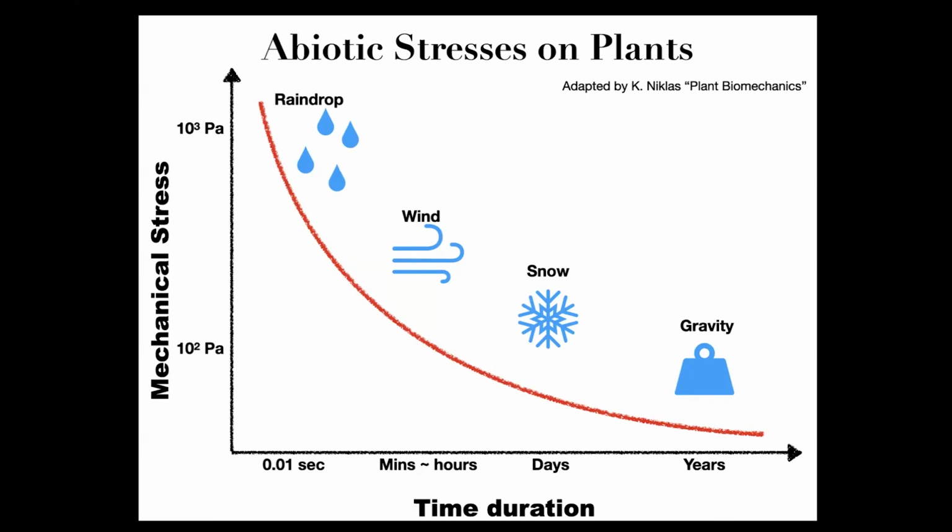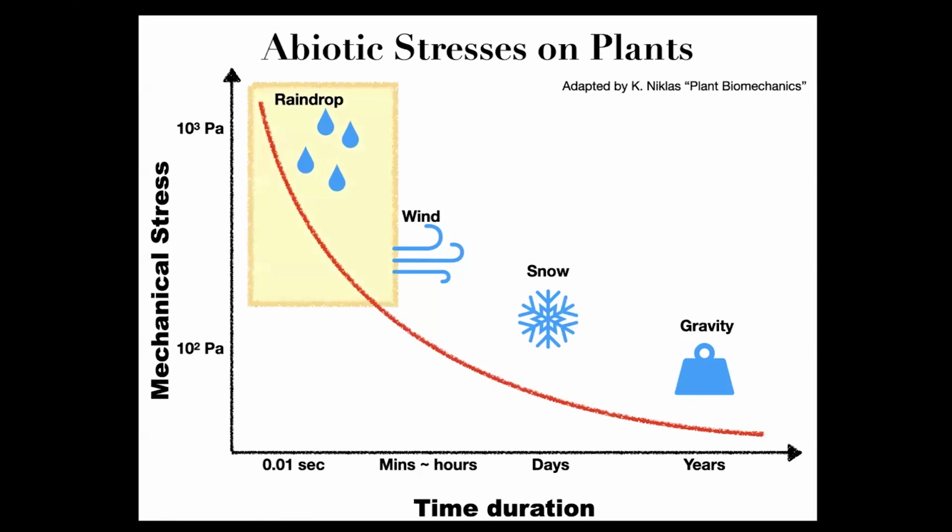And over minutes or hours, wind keeps blowing, so the leaf gets stressed. And over days, if you have snow, the plant will experience stress by having the snow on the leaf, and gravity keeps acting on the plant over years. So this is something interesting, and I'm especially interested in the very high stress case, which is a raindrop. So that's why I'm interested.